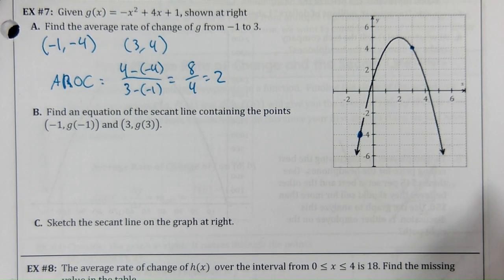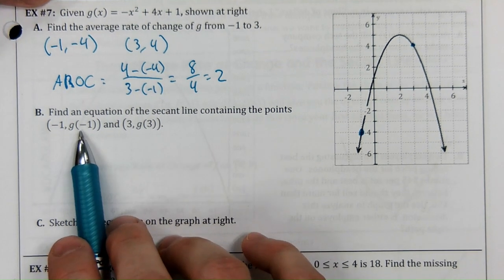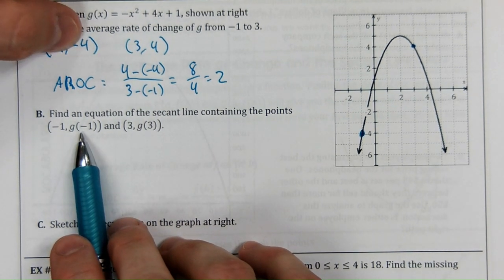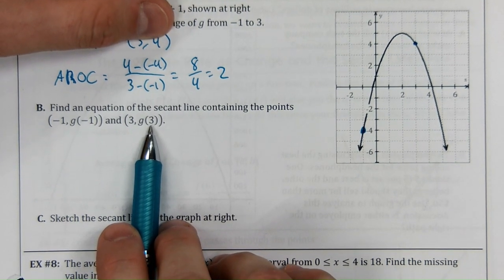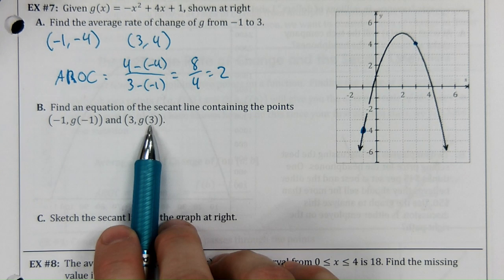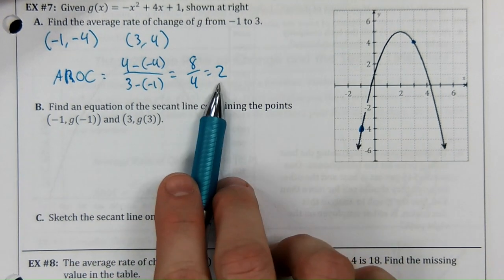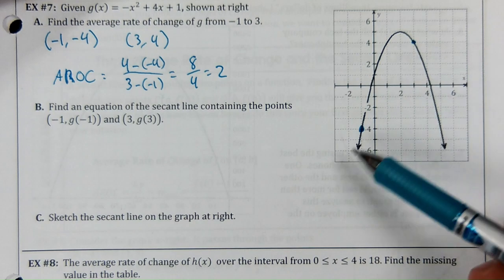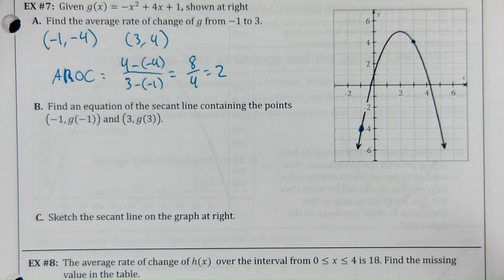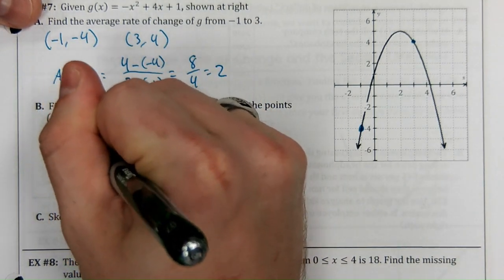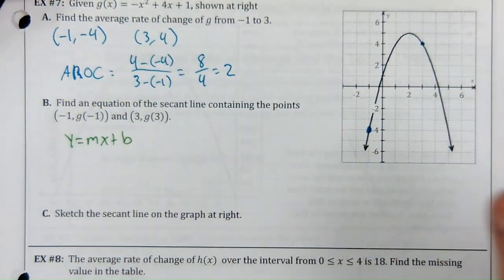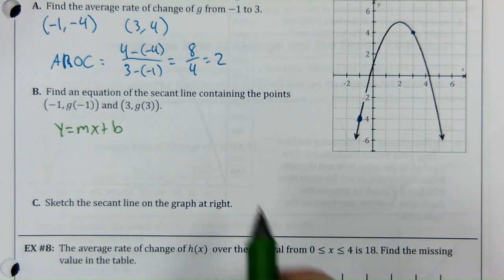Okay. So let's find the equation of the secant line that contains those points. This is just saying what the y value is when x was -1. We got it was -4. This just says what the y value was when x was 3. We got it was 4. So we're now going to write the equation of the line that has that slope and goes through those 2 points. It's called a secant line because it goes through the parabola twice. We already know the slope of this secant line is 2.